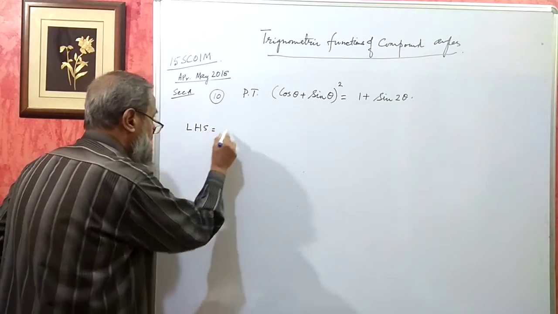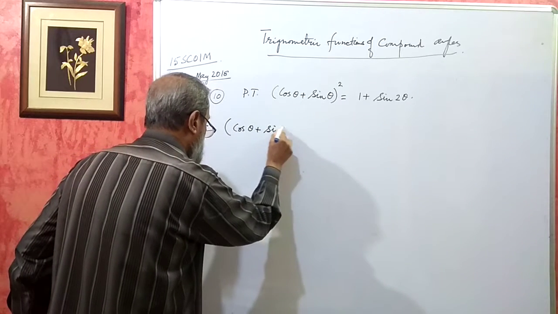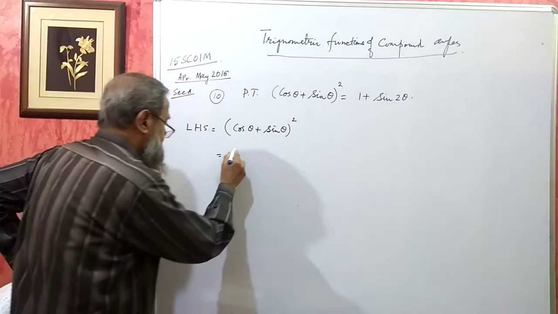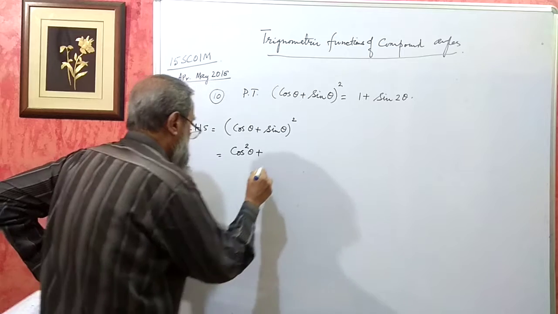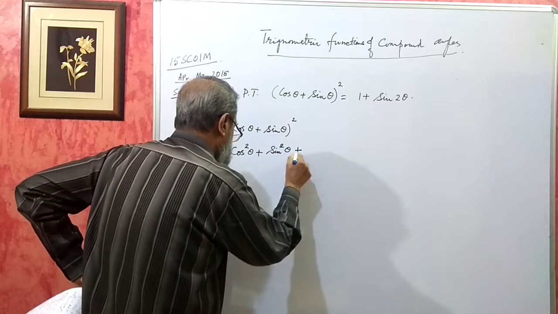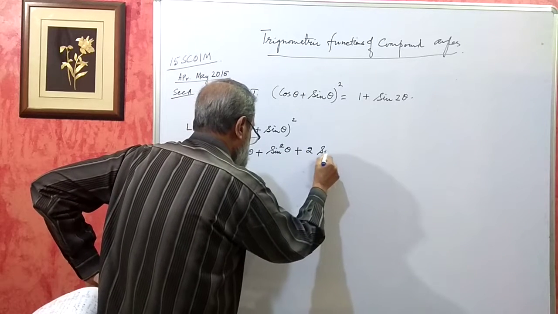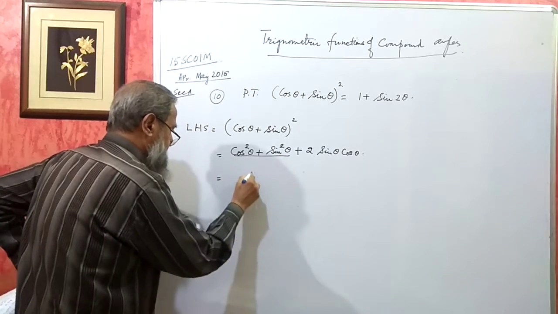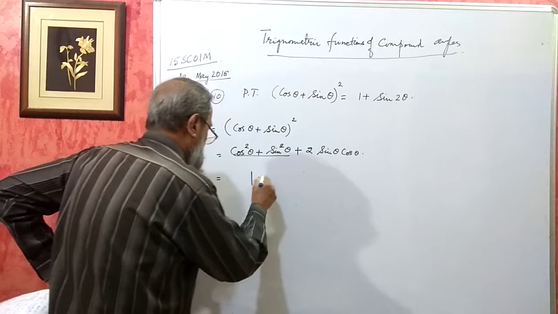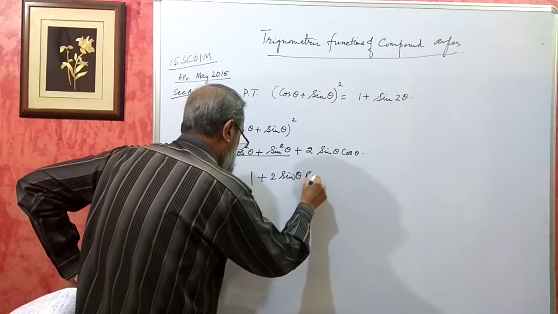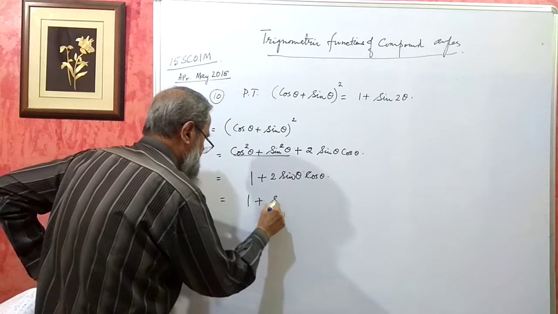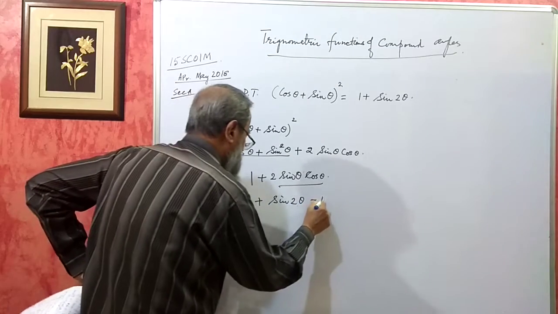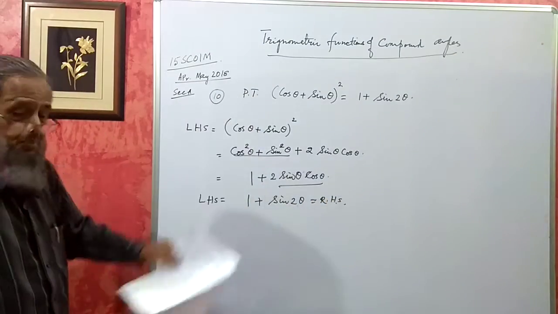Take the left hand side. Left hand side is cos theta plus sin theta the whole square. So this is in the formula A plus B the whole square. A square is cos square theta plus B square is sin square theta plus 2AB, that is 2 sin theta cos theta or 2 cos theta sin theta. It doesn't make any difference. Now, we know sin square theta plus cos square theta is 1. So 1 plus 2 sin theta cos theta. Now, 2 sin theta cos theta is nothing but sine 2 theta. So we have proved the left hand side is equal to right hand side. You get 3 marks for that. So this is the proof for that.